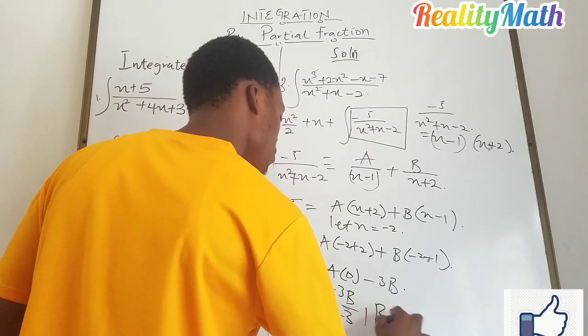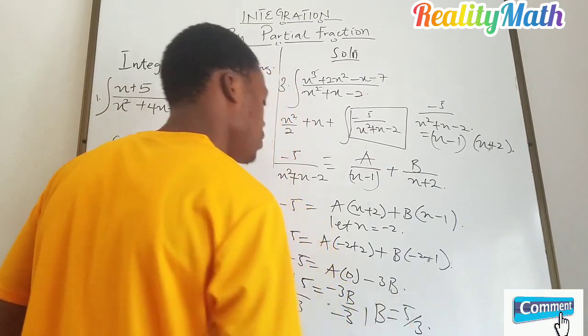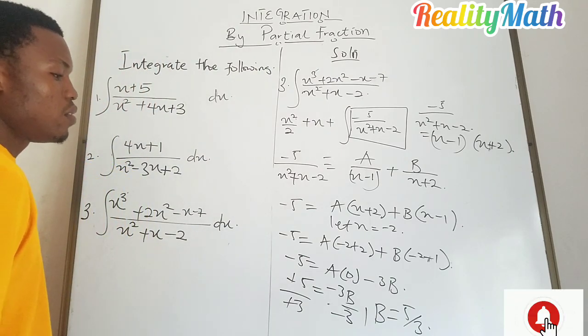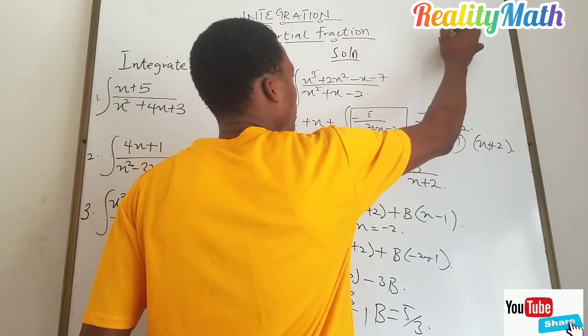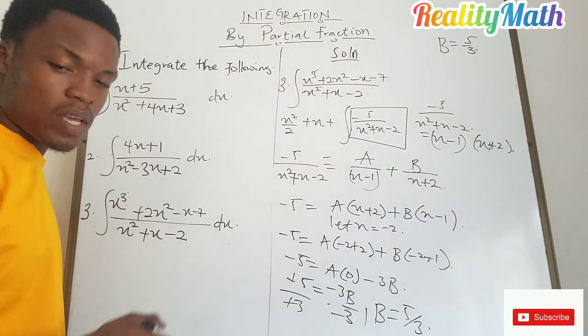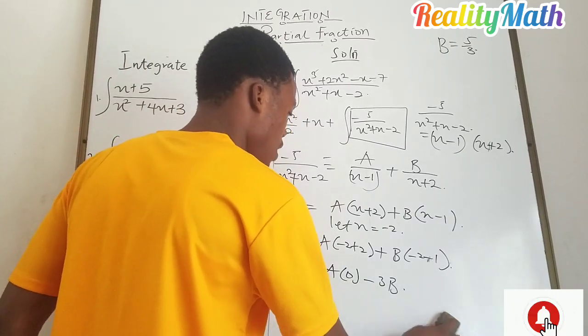Where we are having our b, alright? We are having our b to be what? 5 over 3. So our b is finally 5 over 3. So I can write it here that b is equal to what? 5 over 3. Now let's try to make it and get our a. Okay, getting our a.